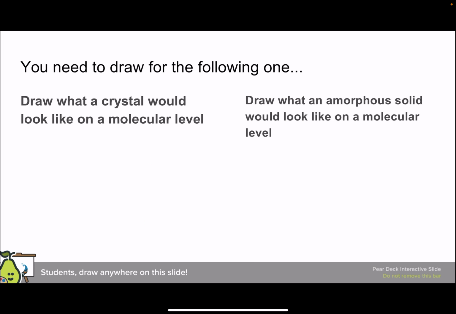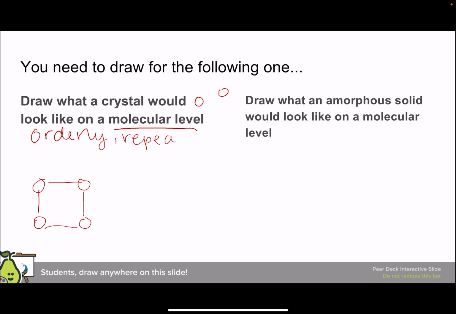Now, you need to draw for the following one. Draw what a crystal would look like on the molecular level. So when we talk about molecular level, that's like what we just did with our gases. So if we're drawing a crystal, we're going to see that it is orderly and it's in a pattern. Even so, a repeating pattern for it. So I could draw another one right next to it, and with this crystal you would know what would come next because of that order we see.